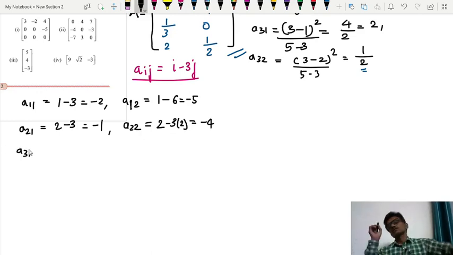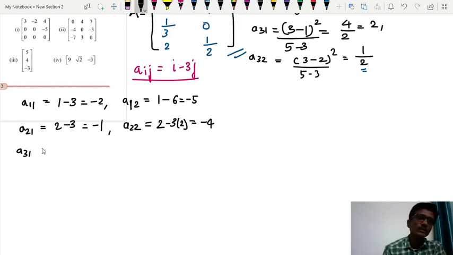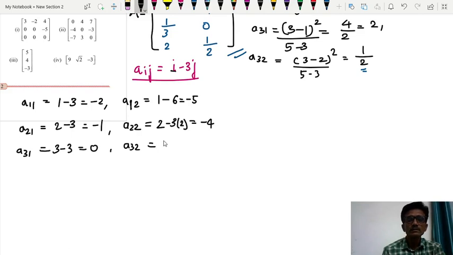A31. So what is A31? A31, that is i is equal to 3 and j is equal to 1, so 1 into 3, it is 0. A32 is equal to, i is 3 and j is equal to what? 2, that is 3 minus 2 into 3, 6, so it is 6, minus 3 it is. Now thus we are getting all the elements.